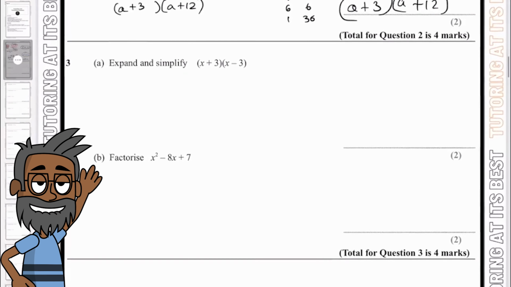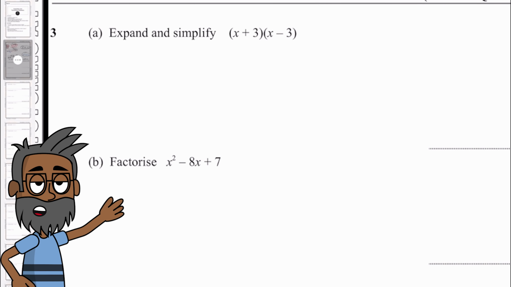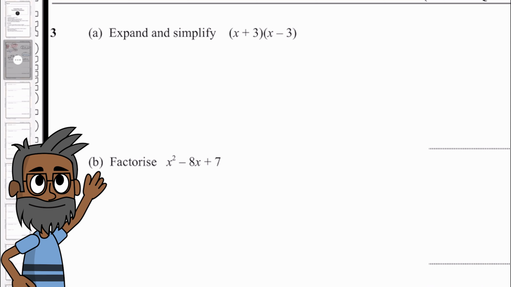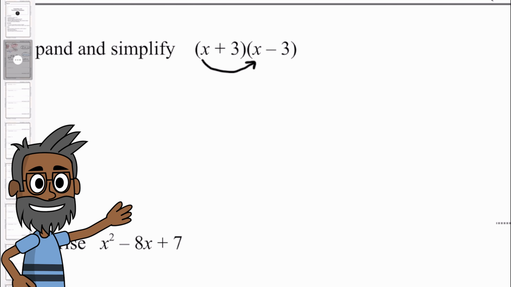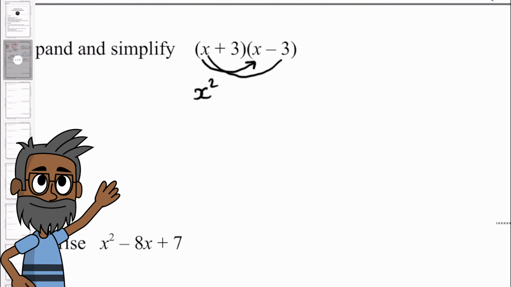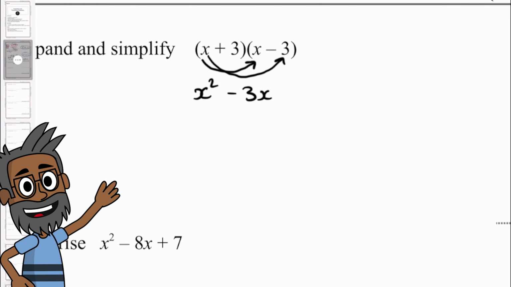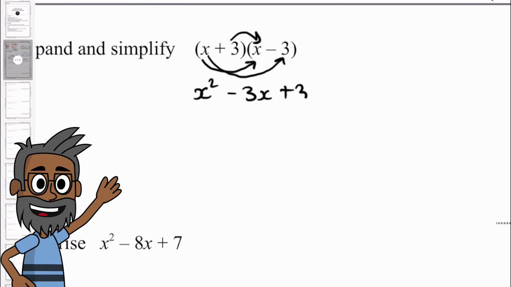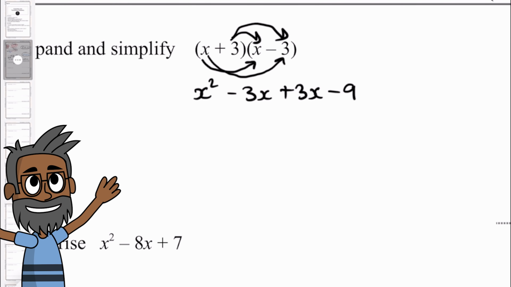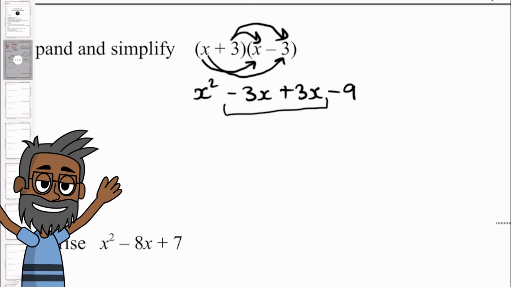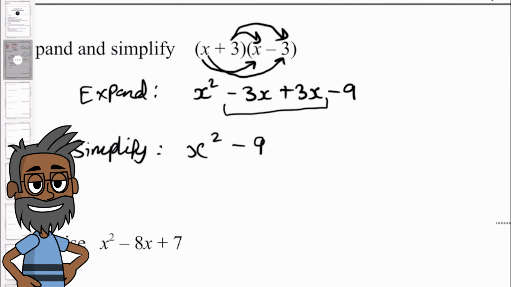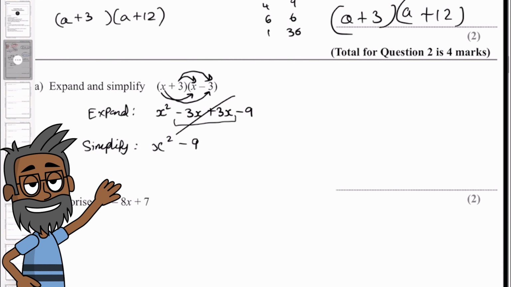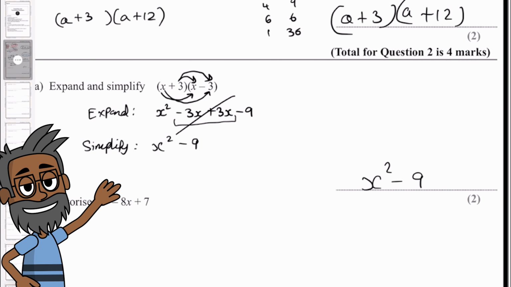Let's now move over to 3a. Again, let's go ahead and expand and simplify. Using our FOIL method, we'll have x times x, which is x squared. We'll then do our outside, which is minus 3x. We'll then do 3 times x, which is our inside. And then 3 times minus 3, which is minus 9. Again, you can see we'll collect our like terms. So that's your expand done. Now we'll go to simplify, and we can simply write down x squared minus 9, because a negative and a positive will cancel each other out. So we now know our answer is x squared minus 9.